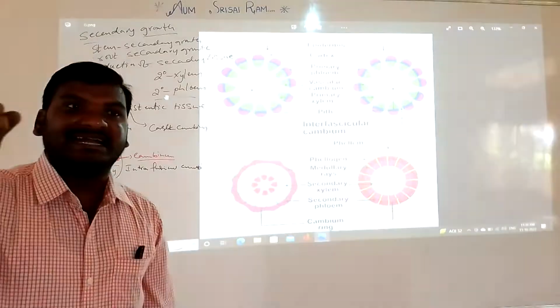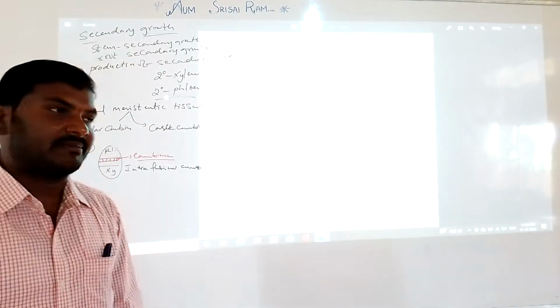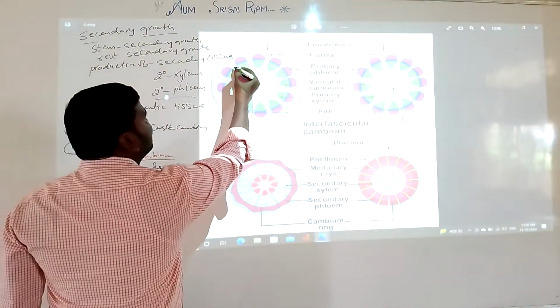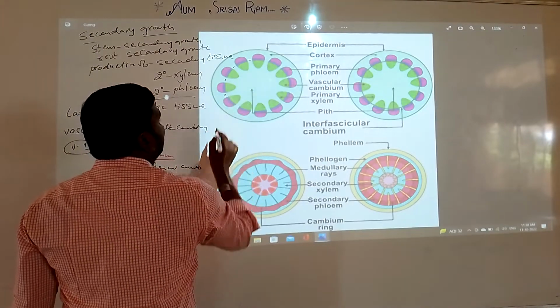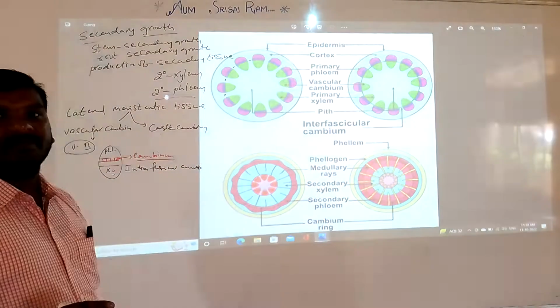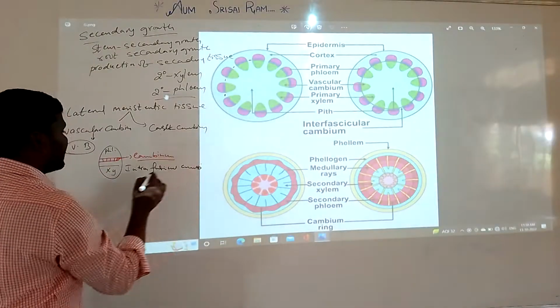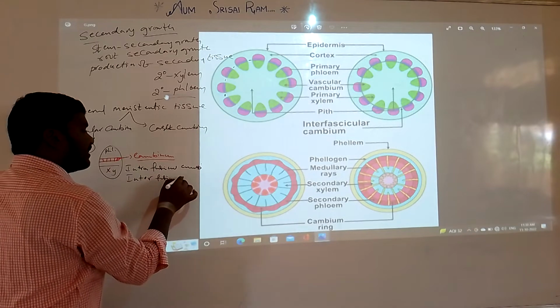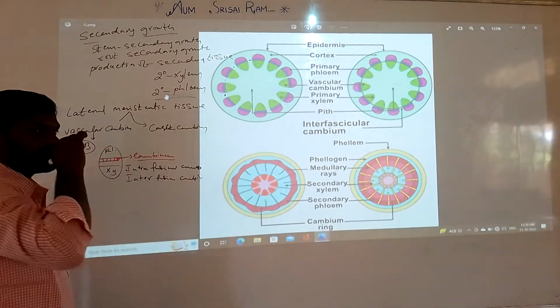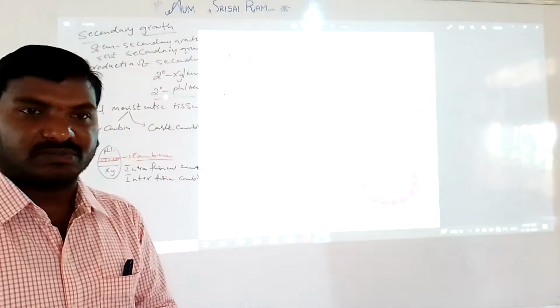Intravesicular cambium: intra means inside, so inside the vascular bundle. And sometimes between the vascular bundles, what is present? Some meristematic tissues are present. That is called intervascular cambium. Intravascular cambium and intervascular cambium, these are the two that are present.